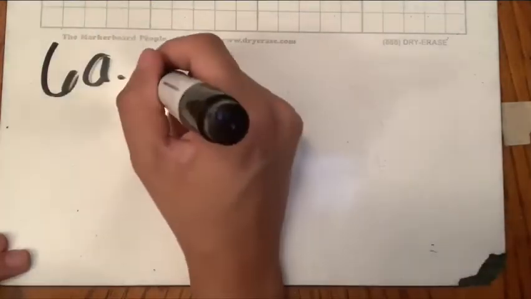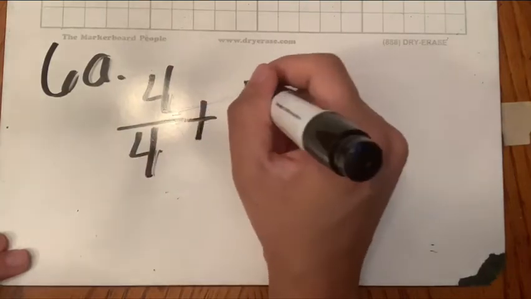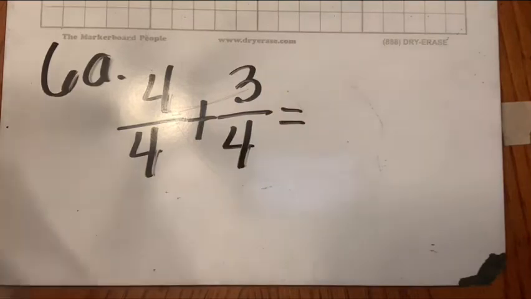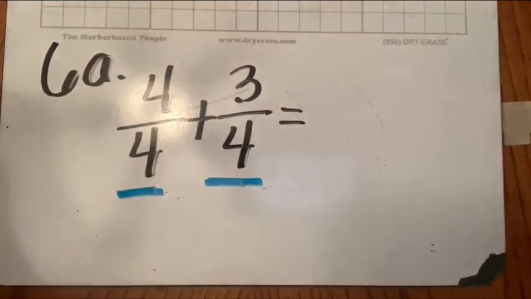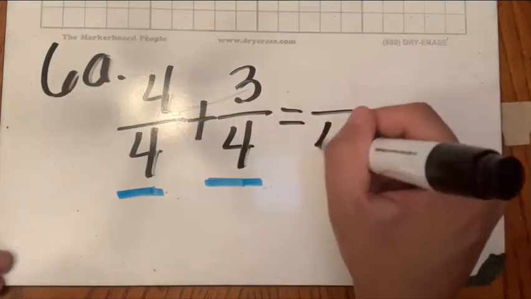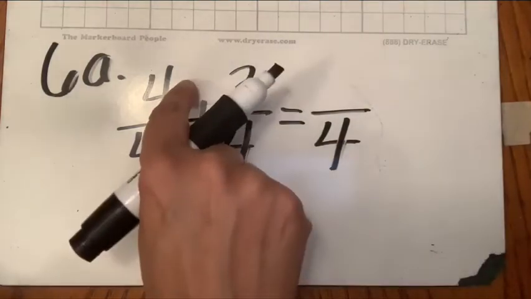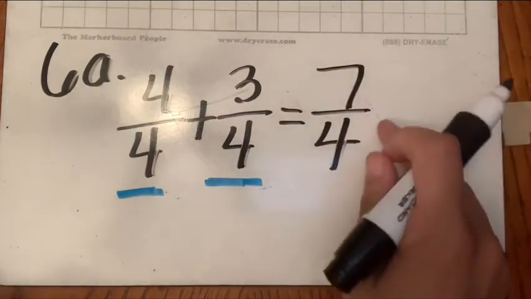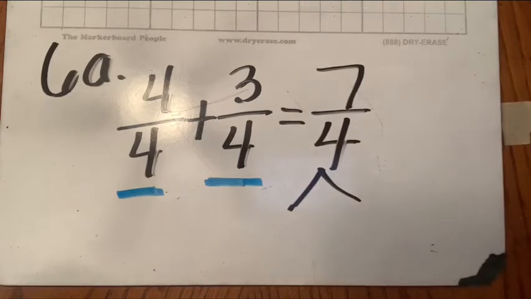So it looks like we have 4 fourths plus 3 fourths. Again, I'm looking here. I have common denominators. So I know that my denominator is going to stay the same. And I'm going to add 4 plus 3, which is 7. Oh, looks like we have an improper fraction, so I have to do my number bond, right?